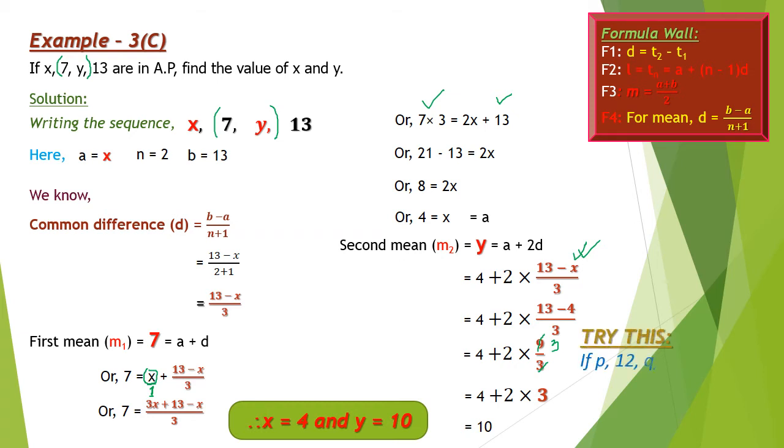Try these questions. Try this question. There is only one question. Find the value of p and q. We can do exactly like example 3c. Now this concludes our example 3c. You can pause the video. You can do the question. You can make your note, and let's proceed to another example.